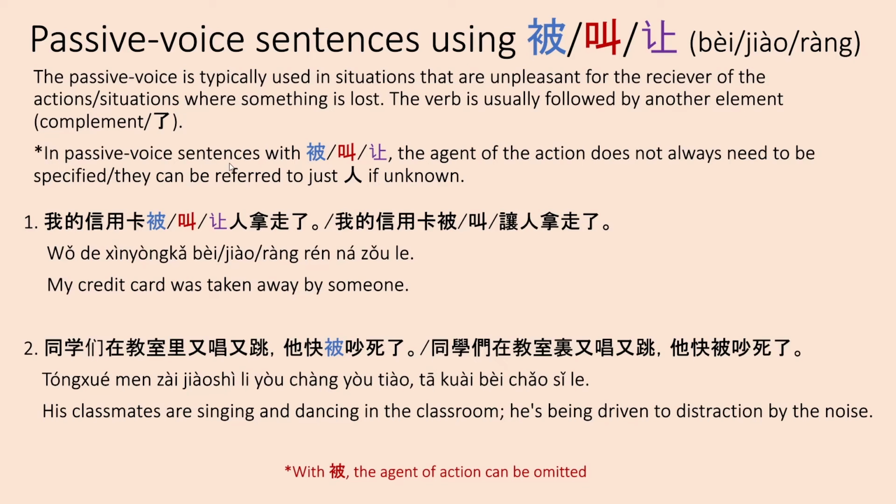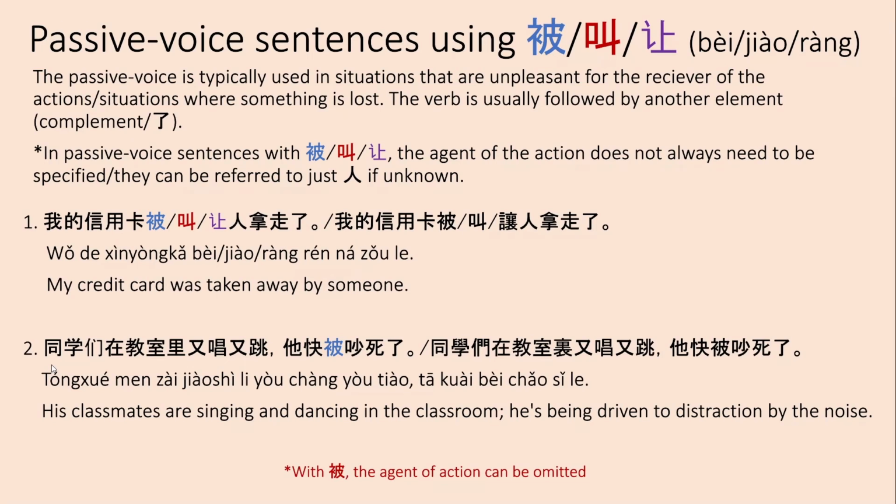In passive voice sentences with 被叫让, the agent of the action does not always need to be specified. So if you don't know who did the action, you can just refer to them as 人. And we can see this in example 1. We can say 我的信用卡被叫让人拿走了. My credit card was taken away by someone. So here you are implying that you did not see the specific person that took your card, so you don't know their name or anything, so we will just refer to them as 人.